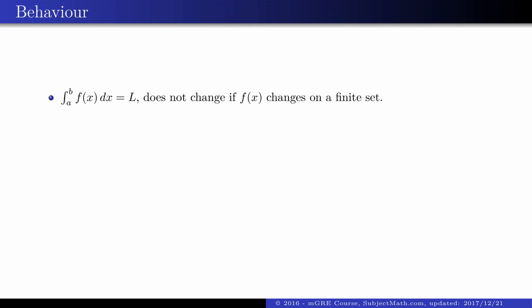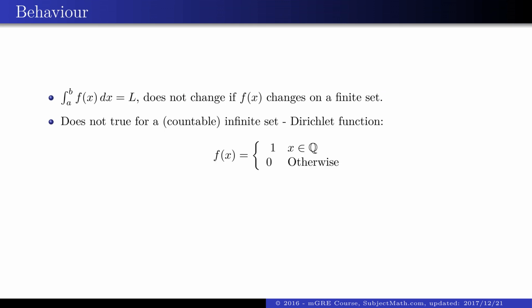It is important to understand that we can change the values of f on a finite set of points in the interval without changing the value of the integral. This is not true for an infinite set. For example, take the constant 0 function and change it to 1 over the rationals. We get the Dirichlet function, which is not Riemann integrable.